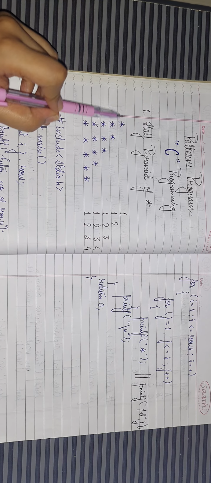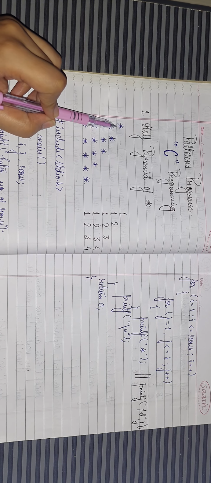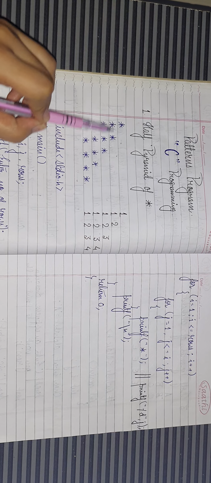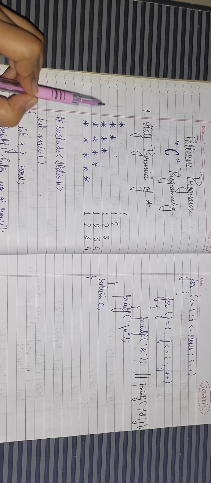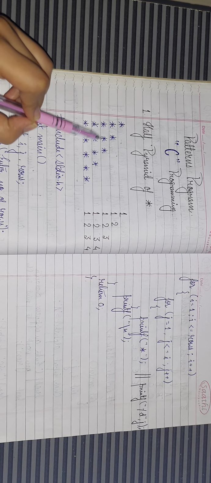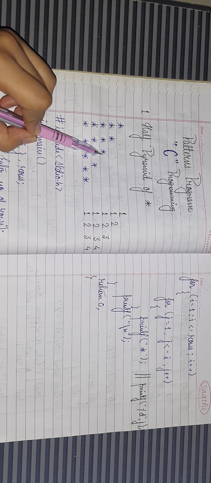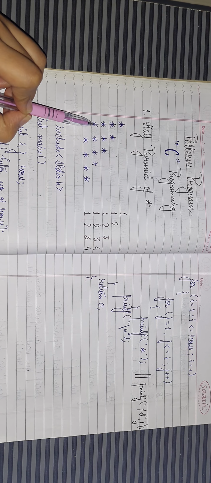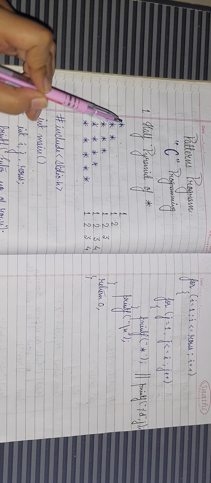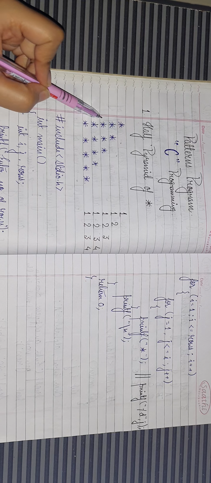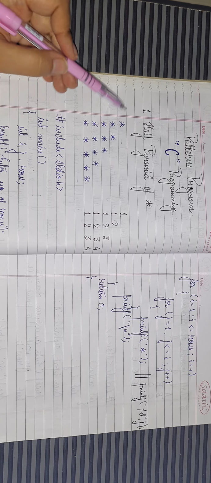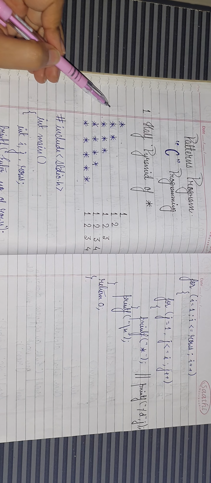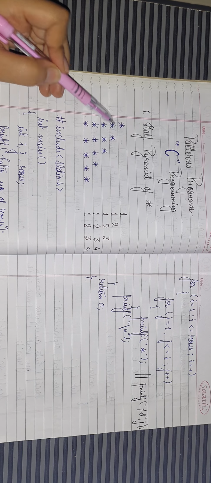So I want in the first row only one star, in the second row two stars, in the first column and the second column. In the third row I want three stars in all three columns. In the fourth row we want four stars. Okay, so depending upon the number of rows I want that many stars, right? In the first row I want only one star, in the second row I want only two stars.